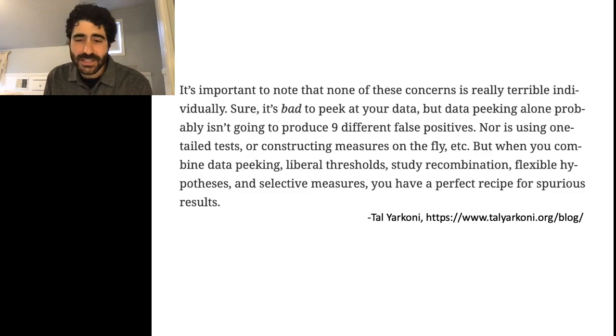So yeah, just another note on this section here is that this is by Tal Yarkoni. He's written a bunch about these statistical issues, and is bringing up the point that each of these kinds of hacks individually is maybe not so bad. Things like peeking at the data, or using a one-tailed test after looking at your data, or constructing your dependent measures on the fly, things like that. The problem is that if you're using all of these kinds of fudges, it's actually quite easy to get a false positive result.